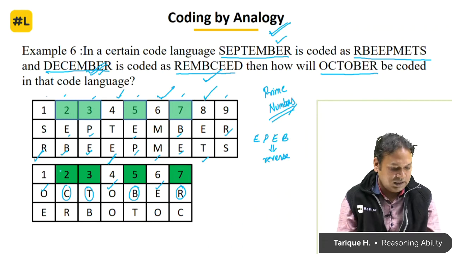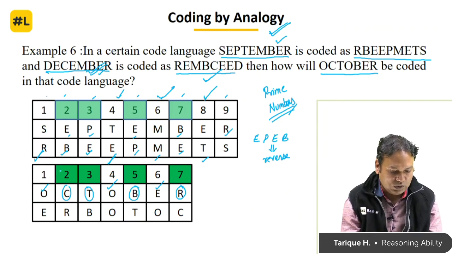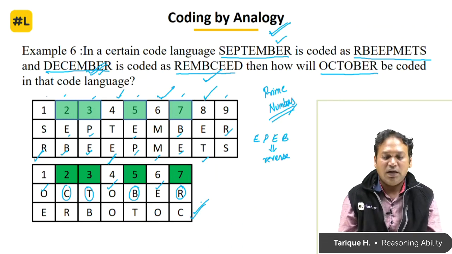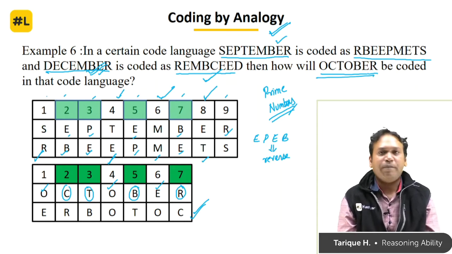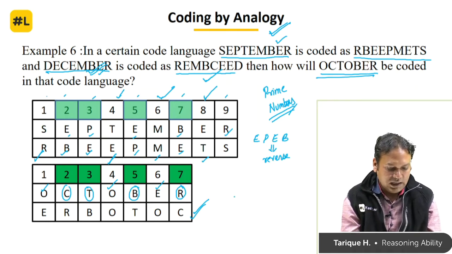So what is the answer? E, R, B, O, T, O, C. This is the answer. How will October be coded? October will be coded as E, R, B, O, T, O, C.